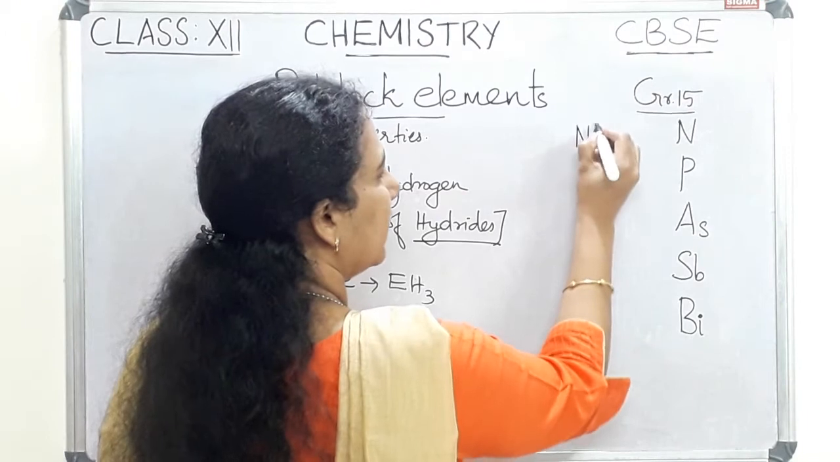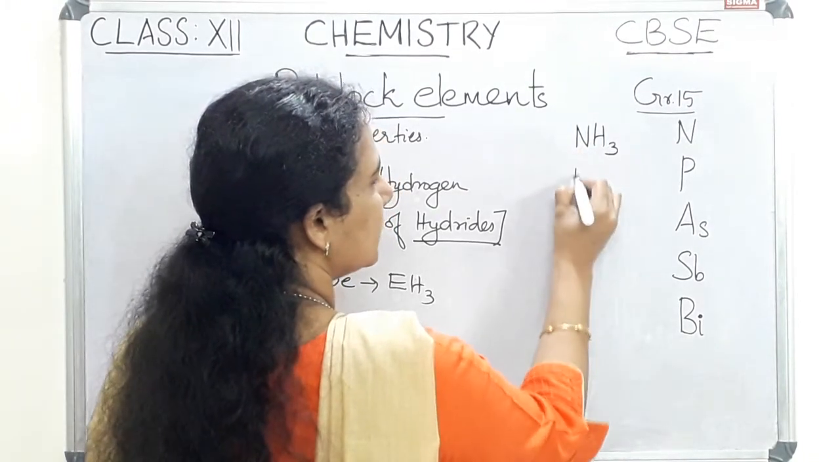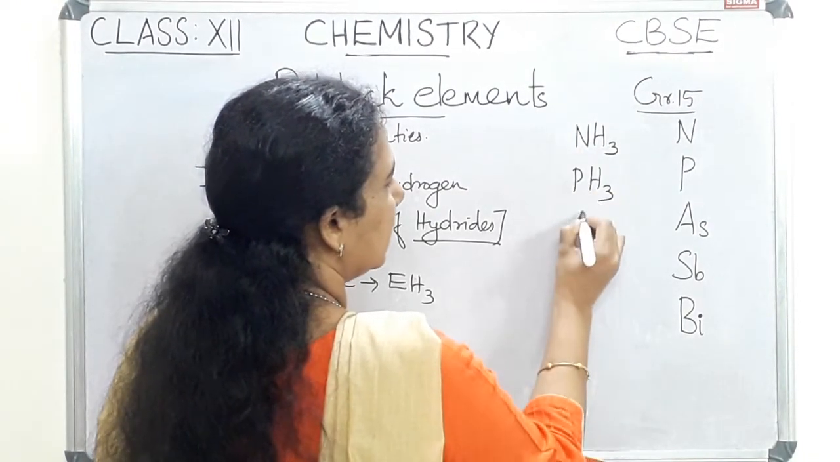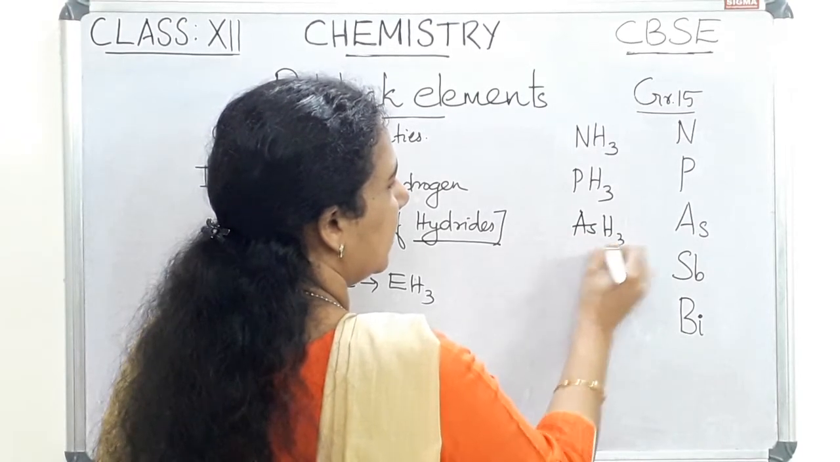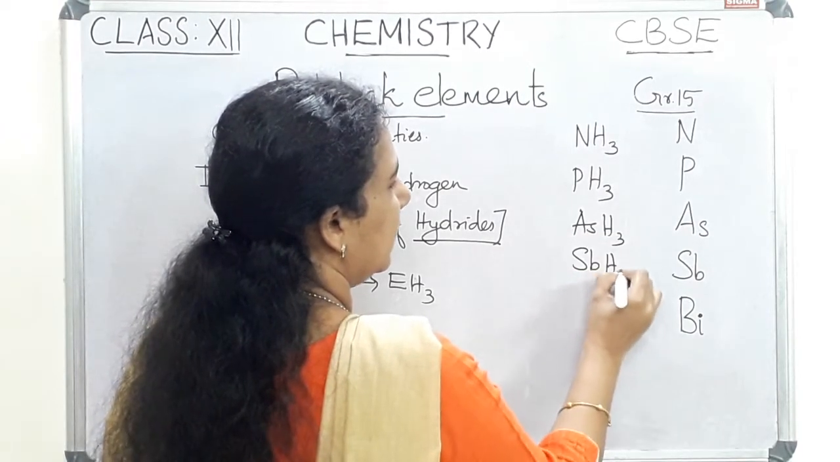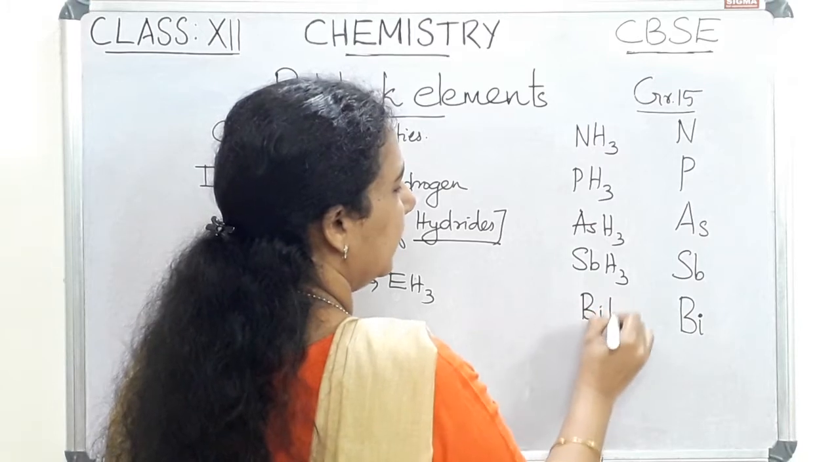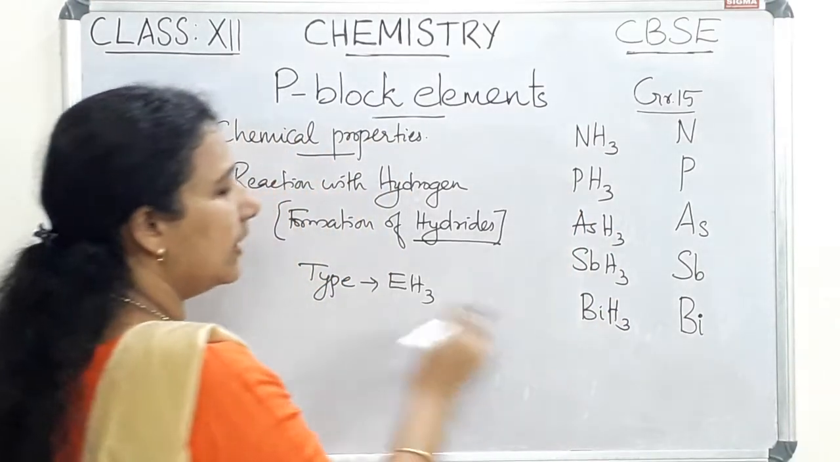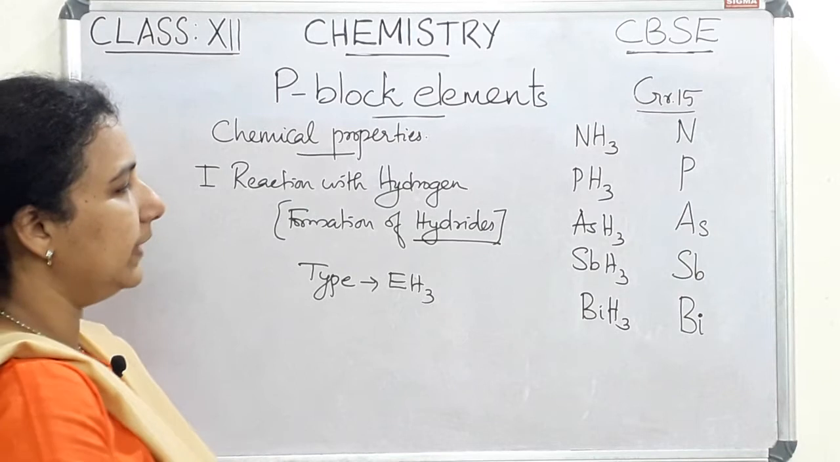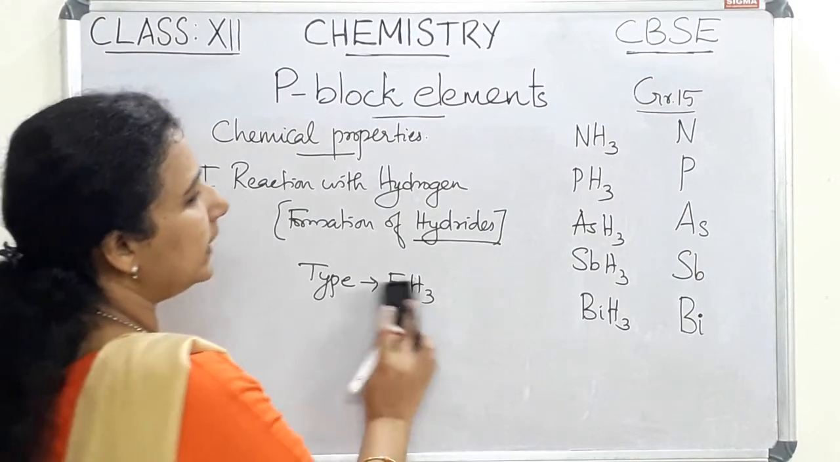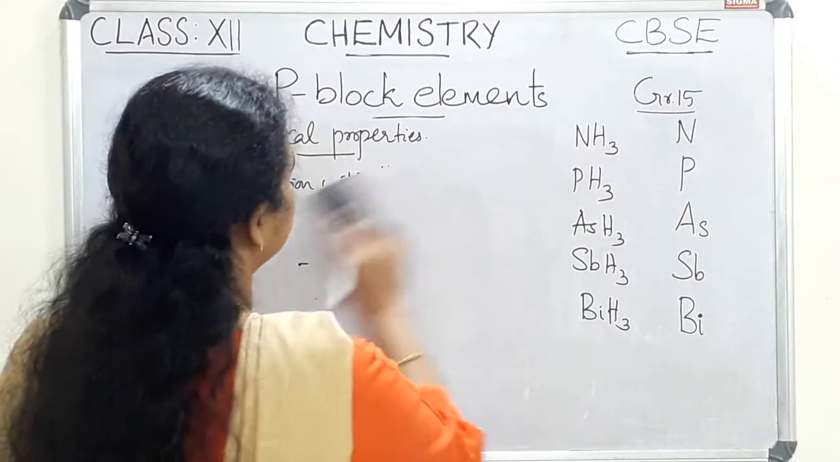So the first hydride will be NH3, second will be PH3, then AsH3, SbH3 and BiH3. So these are the hydrides formed in the case of group 15 elements. Let us see the properties of these hydrides.